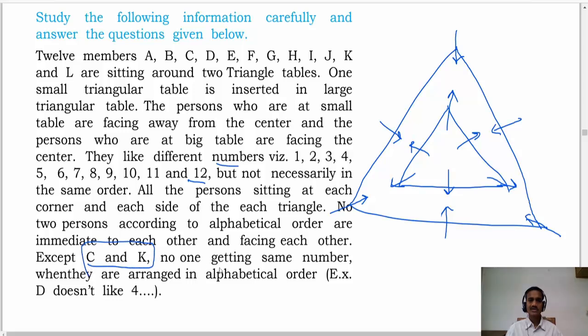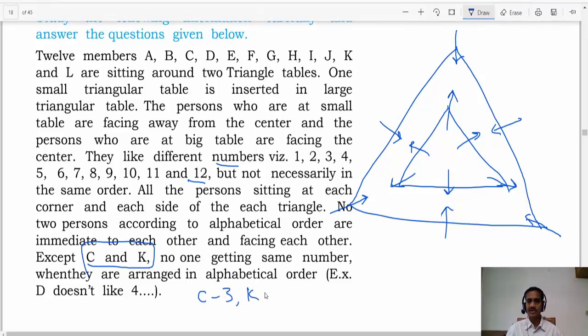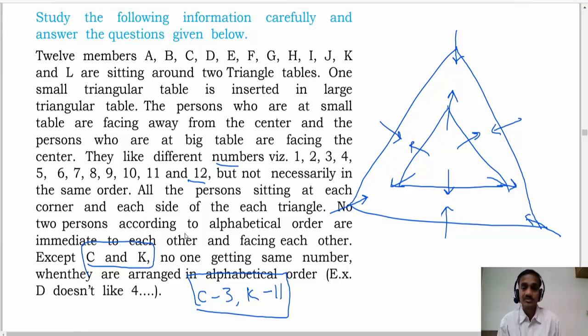No one gets the same number when they are arranged in alphabetical order. So C got 3, and what is K's value? K's value is 11. Only these two got the same values, and no one else did. And again, no 2 persons according to alphabetical order are immediate and facing each other. We said that no two persons in alphabetical order are next to each other or opposite each other. Okay.